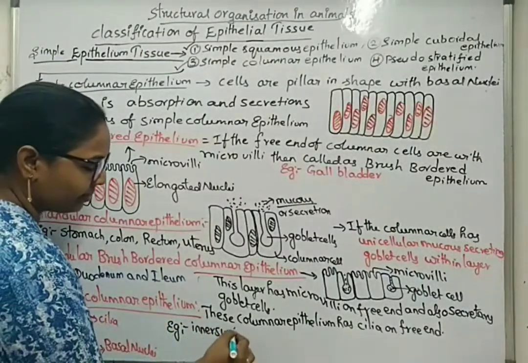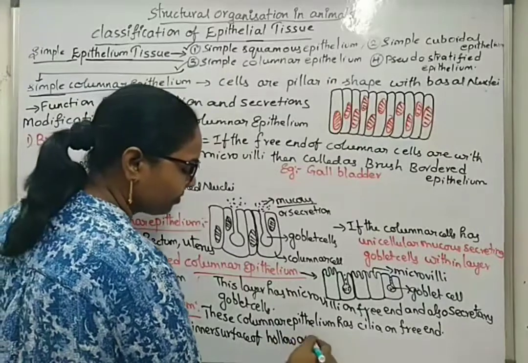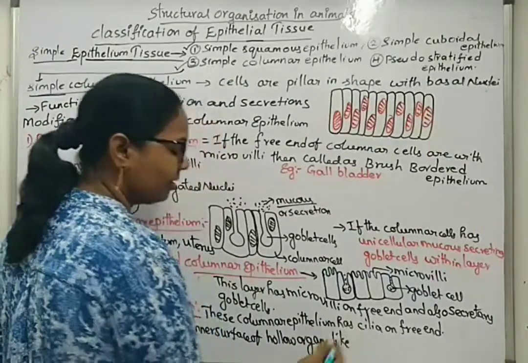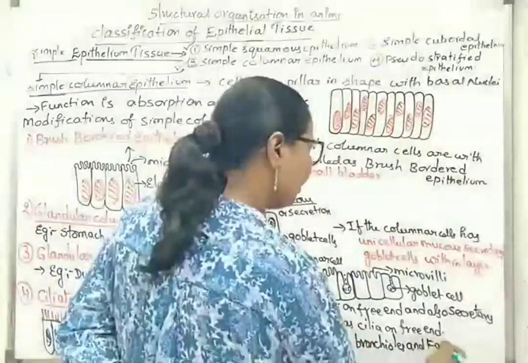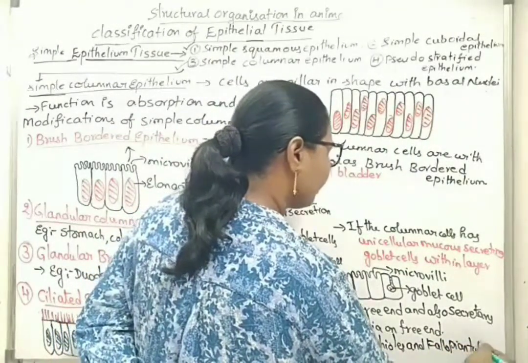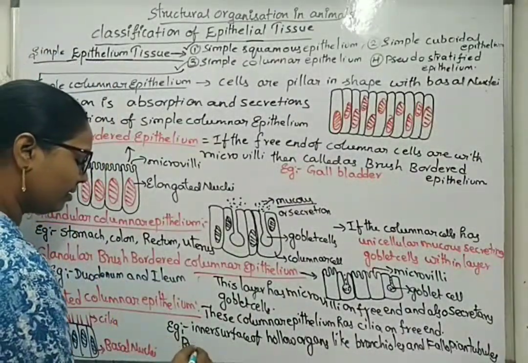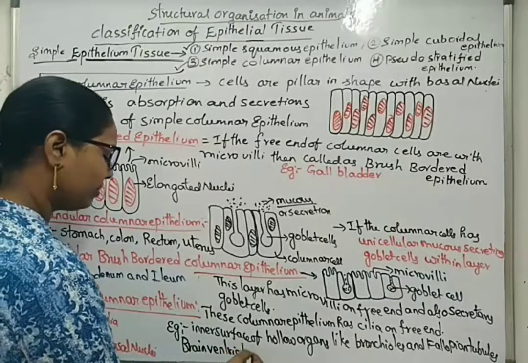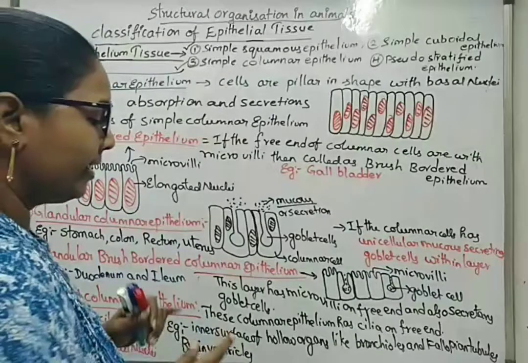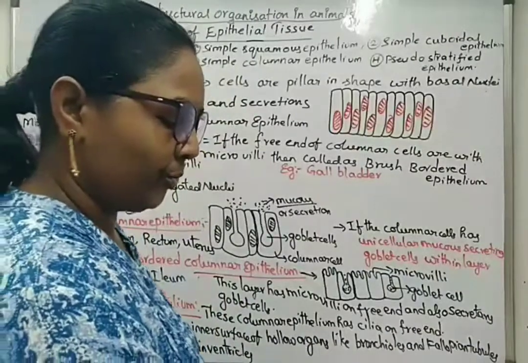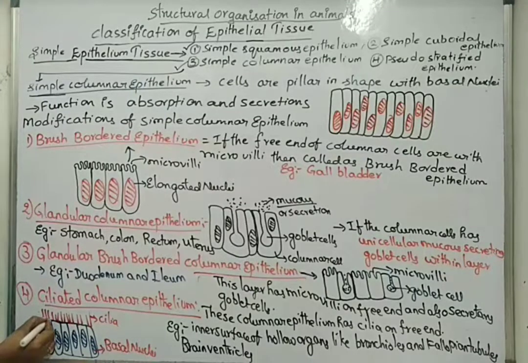Inner surface of hollow organs like bronchioles and fallopian tubes. Even in the brain ventricles these are present. We have 4 brain ventricles. So the inner lining of brain ventricles, and the inner lining of bronchioles and also fallopian tubes. Next, we can mention this starting from inside.